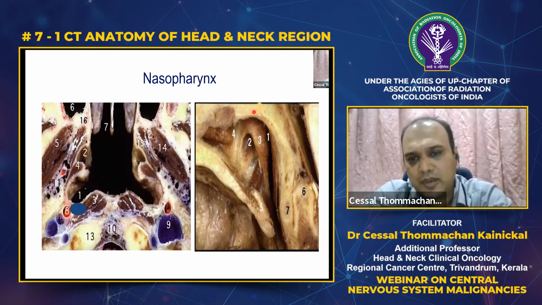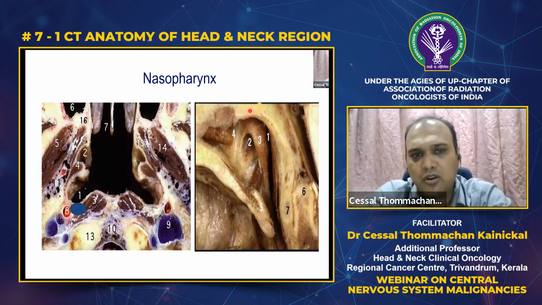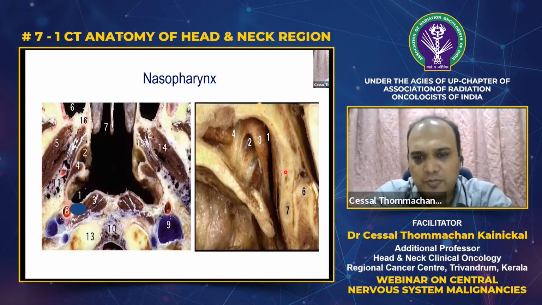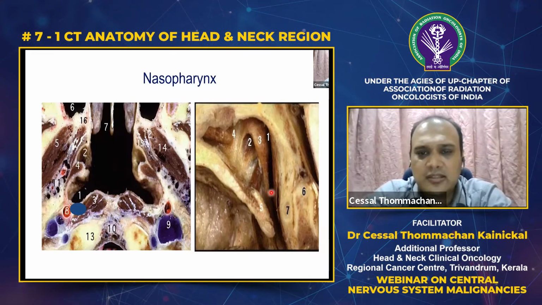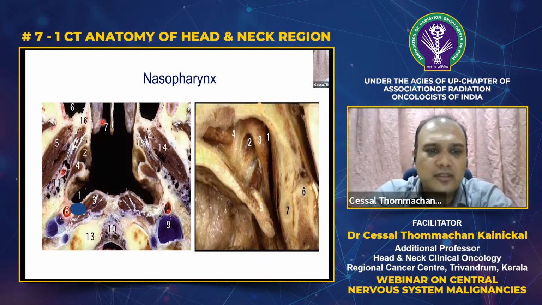So the roof is formed by the base of the sphenoid, posteriorly the base is the occiput, inferiorly it is continuing as the oropharynx, and there is a defect, and anteriorly it is the soft palate, posteriorly there is a defect, anteriorly it is communicating with the nasal cavity.